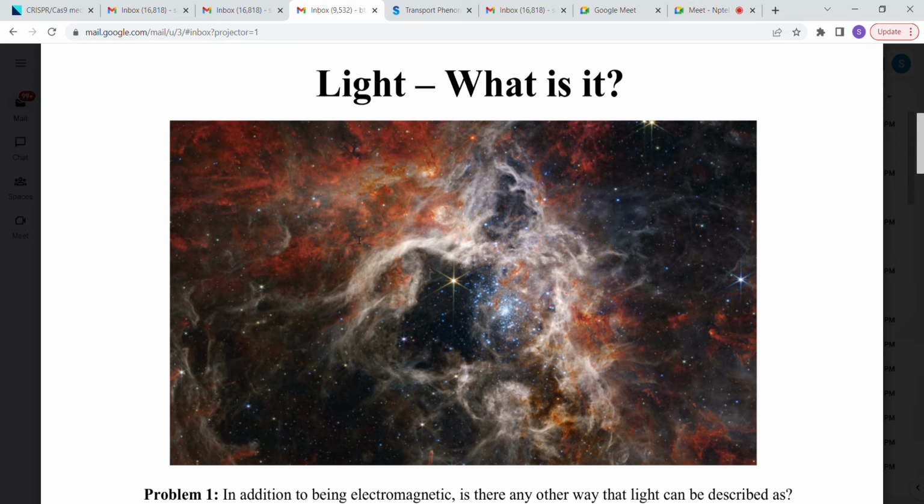In addition to light having electromagnetic properties, is there any other way, in the context of this picture, or in the context of pictures of telescopes, images of galaxies a few hundred or even thousand light years away, or a nebula in this case, what does it represent actually?